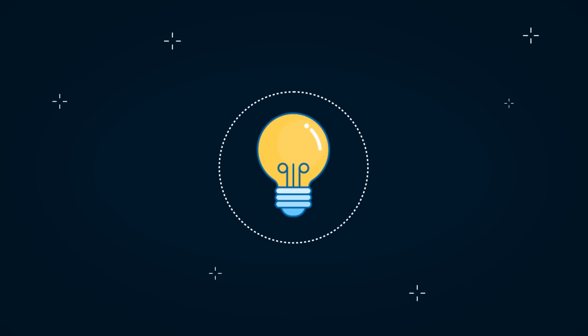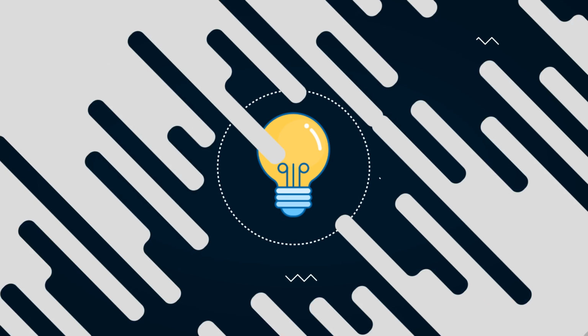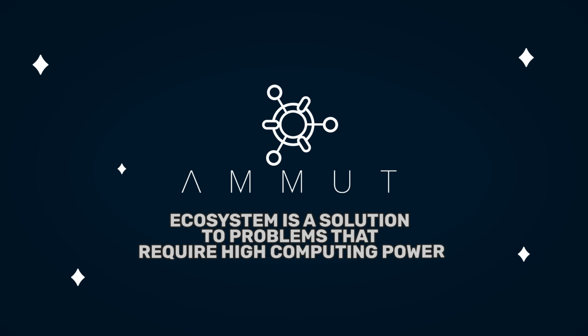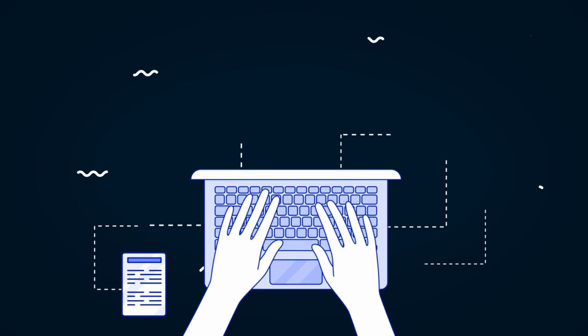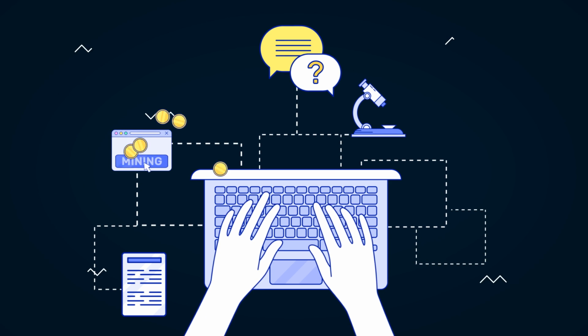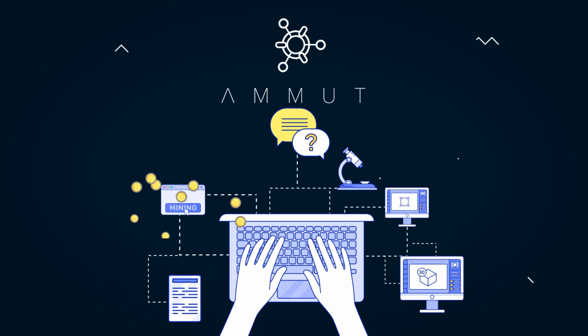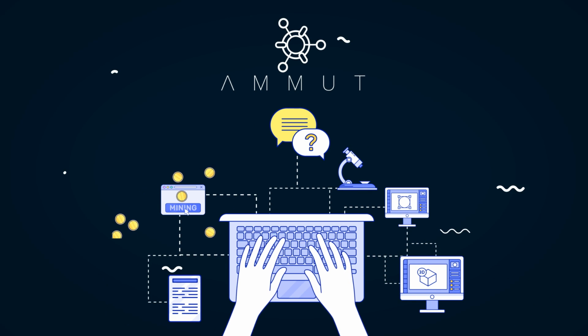There are problems, and there are solutions. AMMUT Ecosystem is a solution to problems that require high computing power, deep learning, mining, scientific calculations, CGI rendering, 3D rendering. All these can be solved with AMMUT Ecosystem.